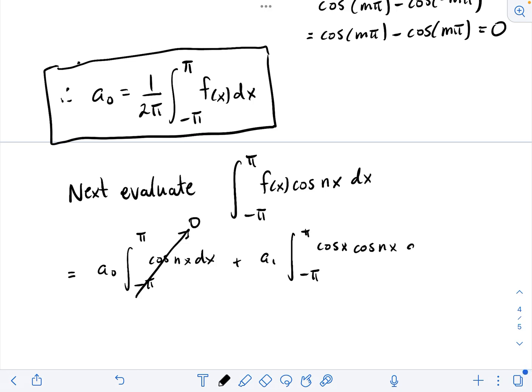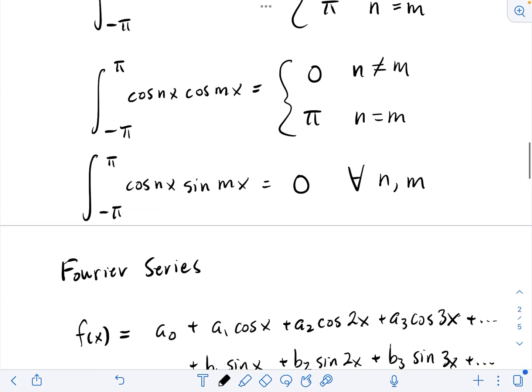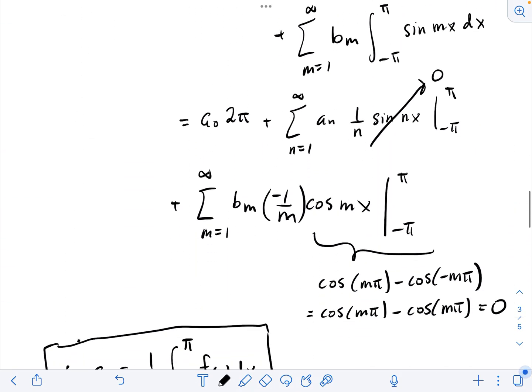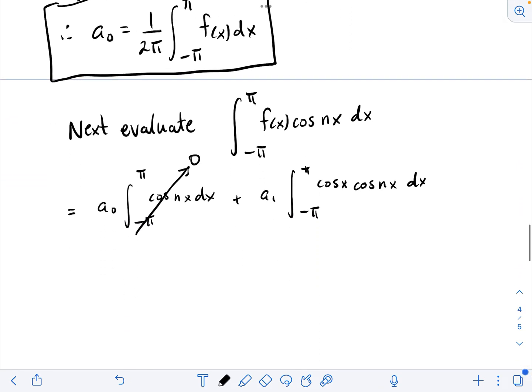But now we're going to go back to these integrals that we determined here, and we're going to use this one. It says that the integral of two cosine functions is always 0 unless the n and the m are equal. Well, over here, if we assume n is not equal to 1, then the coefficients in front of these x's inside the cosines are not equal, and this is going to be 0.